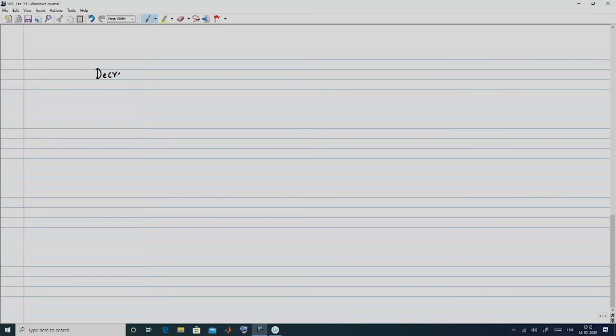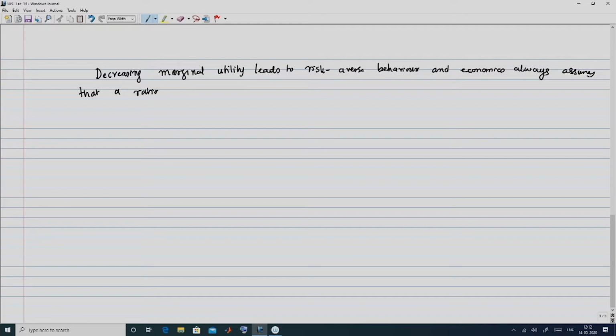So, in summary, what you can write is that decreasing marginal utility leads to risk averse behavior, and economics always assumes that a rational investor is risk averse.